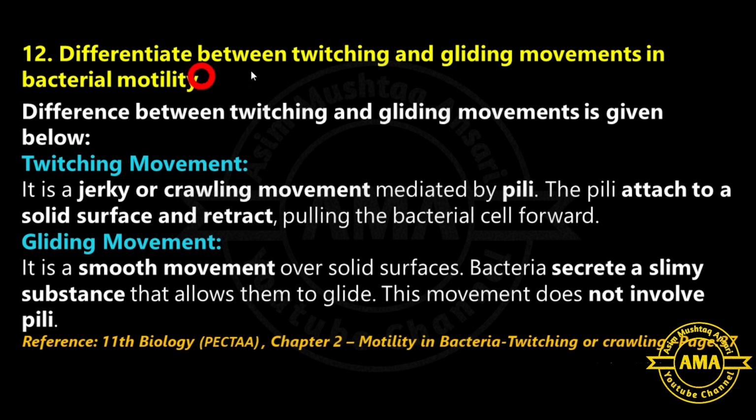Next is: differentiate between twitching and gliding movements in bacterial motility. The difference between twitching and gliding movement is given below. Twitching movement: it is a jerky or crawling movement mediated by pili. The pili attach to a solid surface and retract, pulling the bacterial cell forward. Gliding movement: it is a smooth movement over a solid surface. Bacteria secrete slimy substances that allow them to glide. This movement does not involve pili.